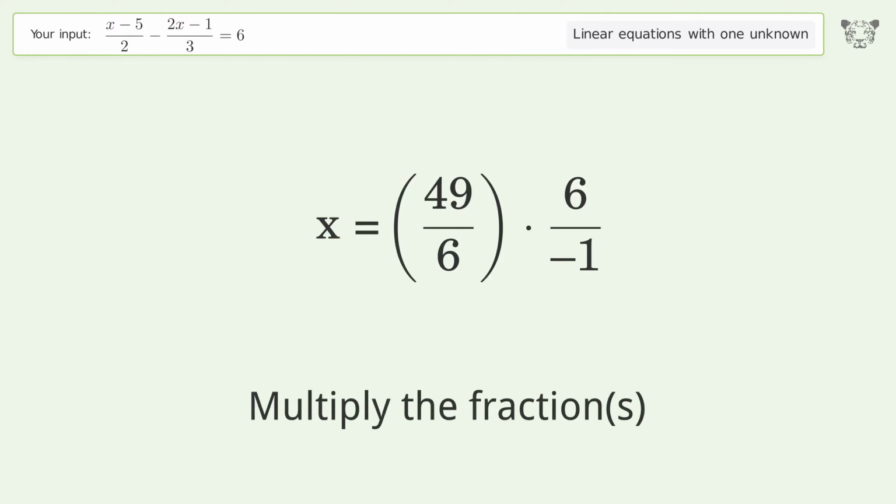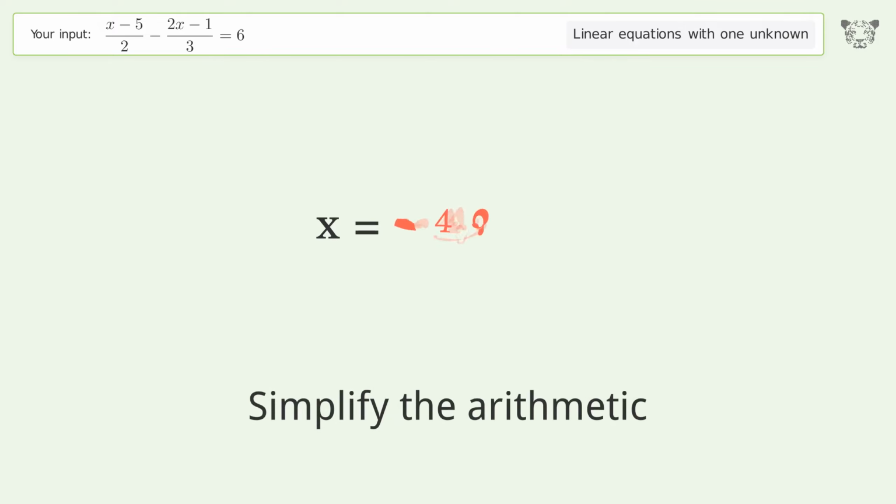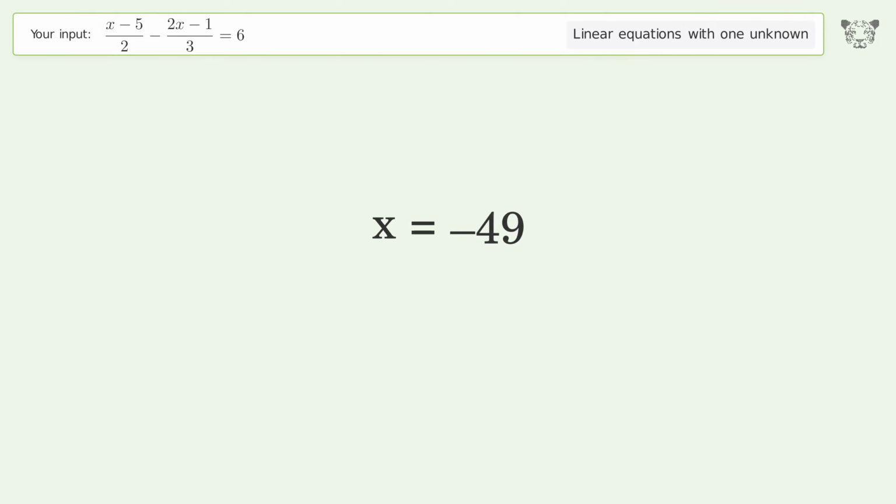Multiply the fractions. Simplify the arithmetic. And so the final result is x equals -49.